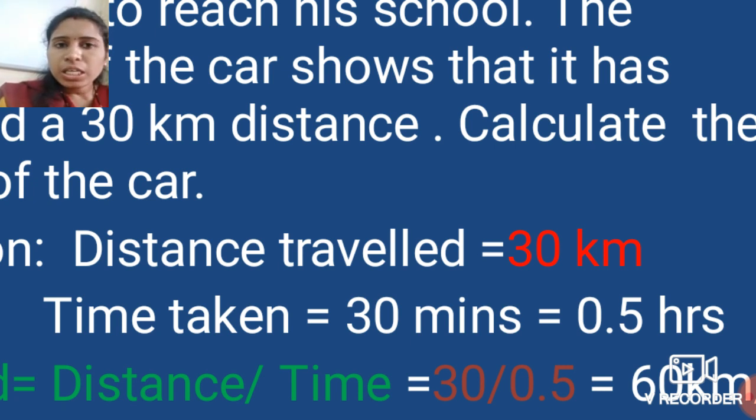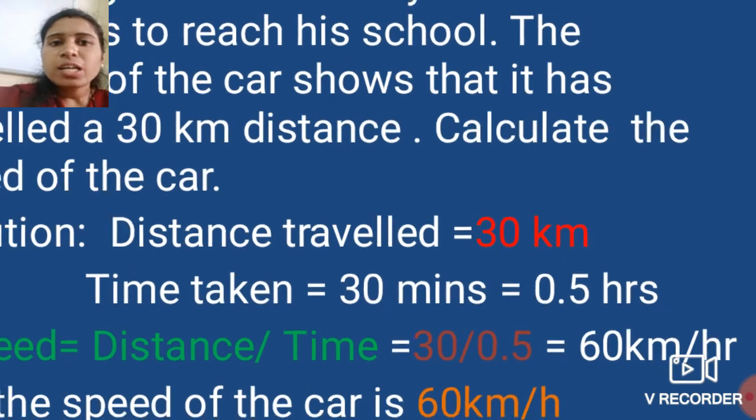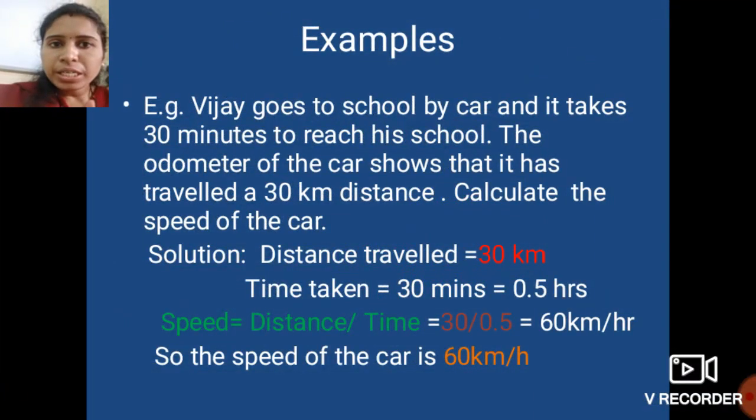So how can we convert it? See students, all of you know that 1 minute is equal to 60 seconds. Also, 1 hour is equal to 60 minutes. In 1 hour, how many minutes are there? 60 minutes. So in half an hour, how many minutes are there? 30 minutes.